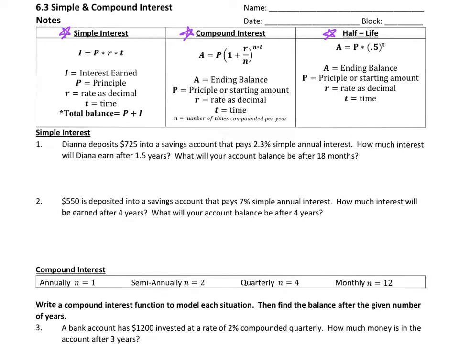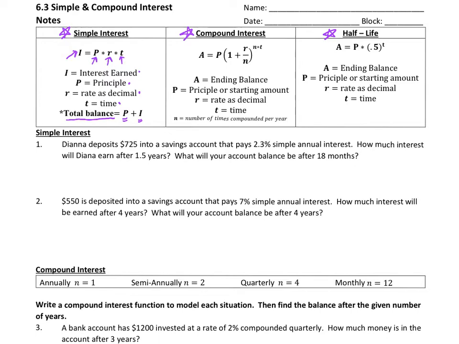So the first formula we're going to go over is simple interest. So let's go over those parts. The big I stands for the interest earned. The big P stands for the principal. The R stands for the rate as a decimal. So anytime we get a percent, we want to turn it into a decimal. T is going to be the time. Now, a lot of times these questions will ask for the total balance. So we're going to have to add the original principal back with the interest. And I'll show you in this example.